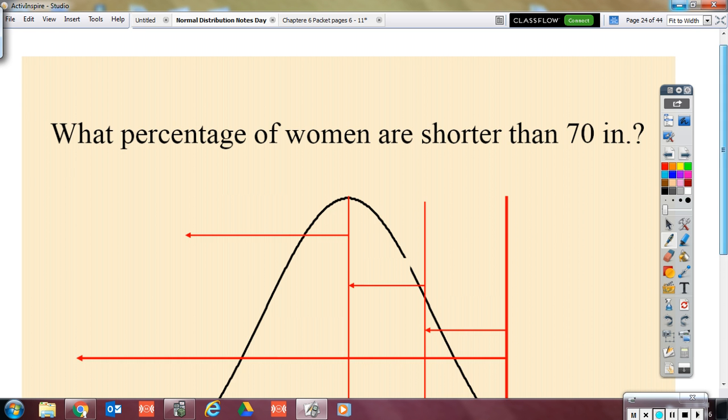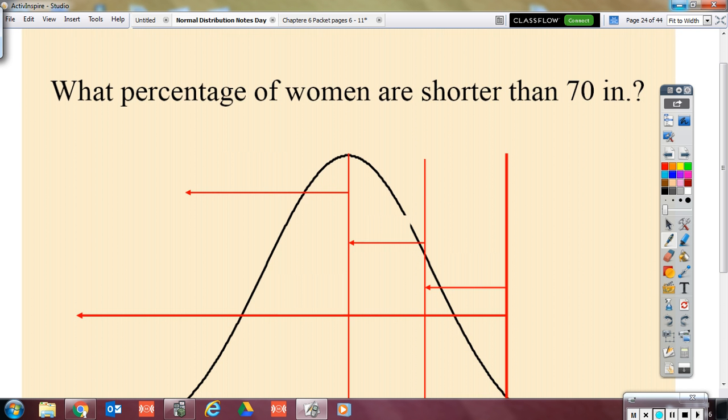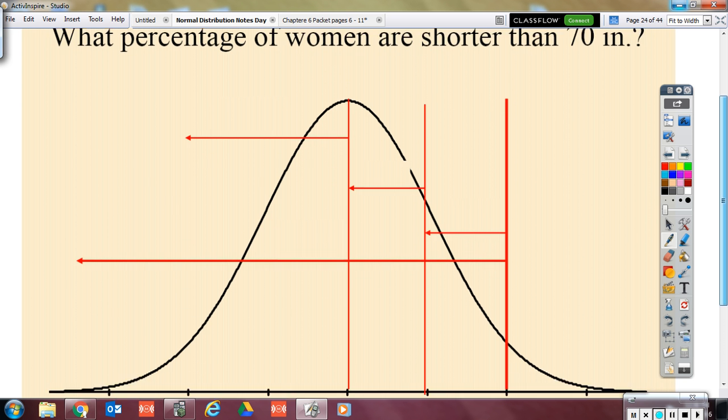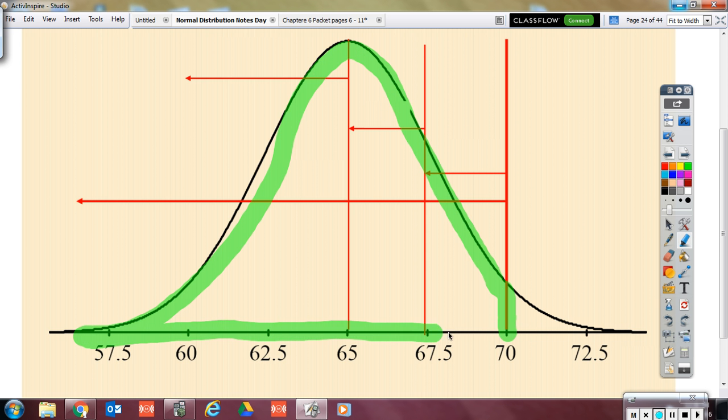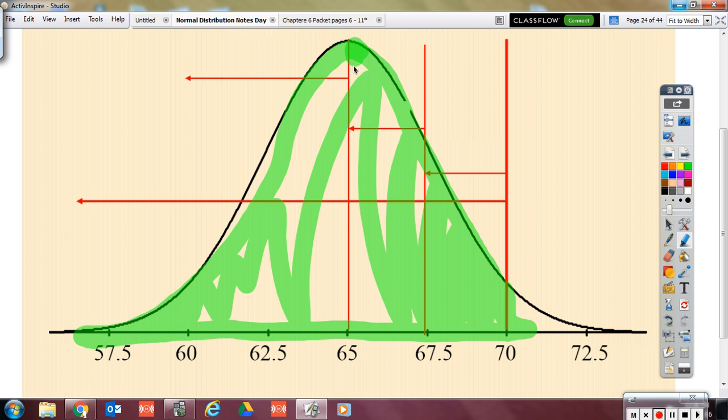How about this one? What percentage or what proportion of women, what's the probability of finding a woman that is shorter than 70 inches, a college woman shorter than 70? 97.5. How'd you get all of that so fast? Did you add up all of those ones that we know? Okay, you could add up all of those ones. I mean, I know this takes me to 50 plus 34 plus another 13.5 or whatever. Okay, so I could do that. Or what's another way?